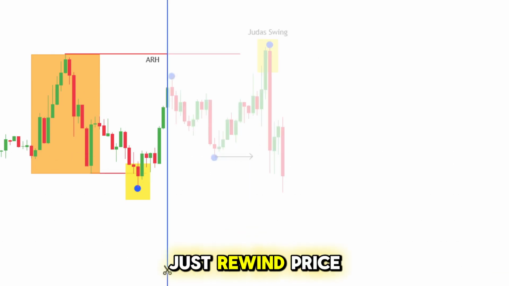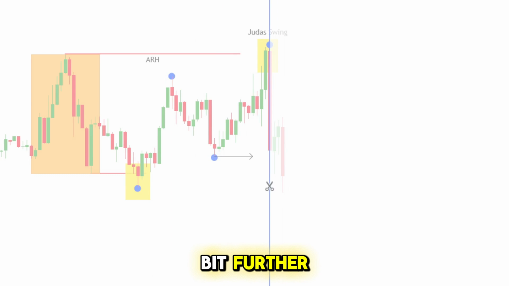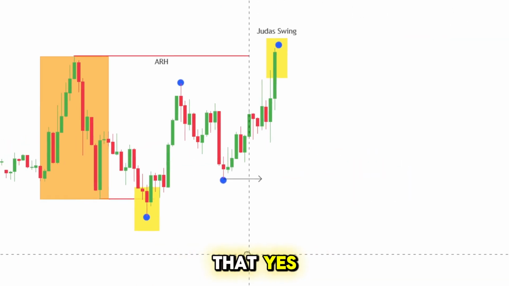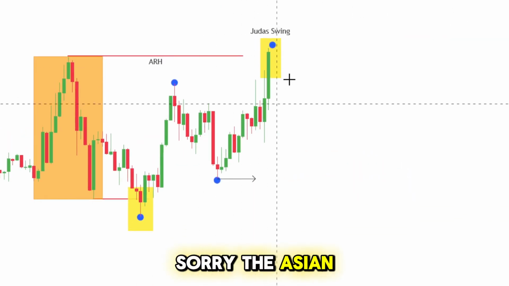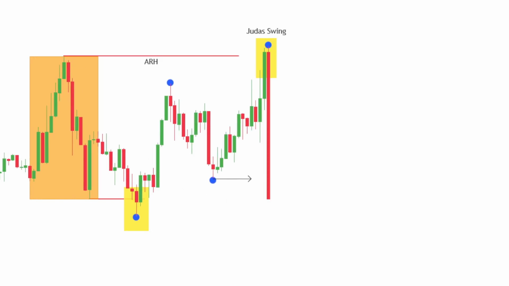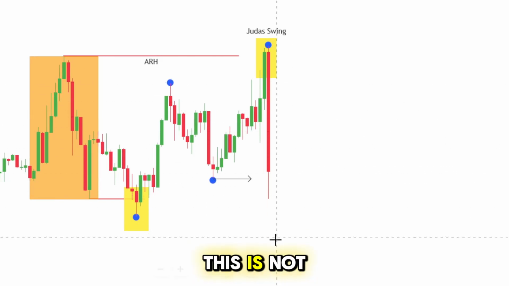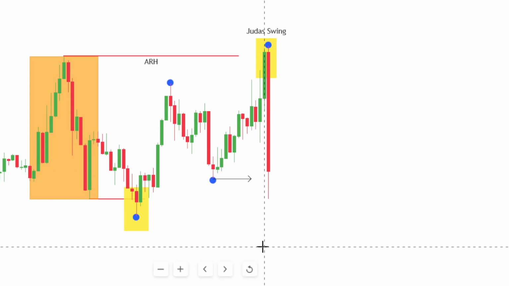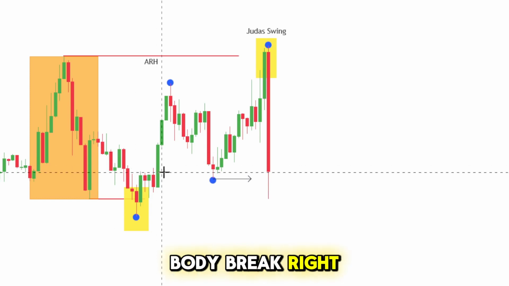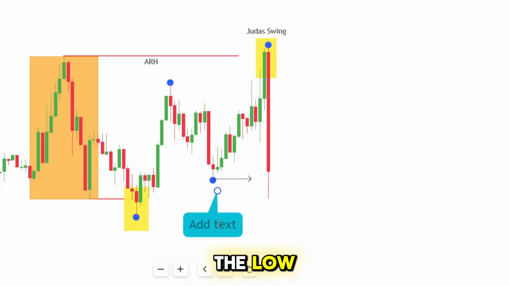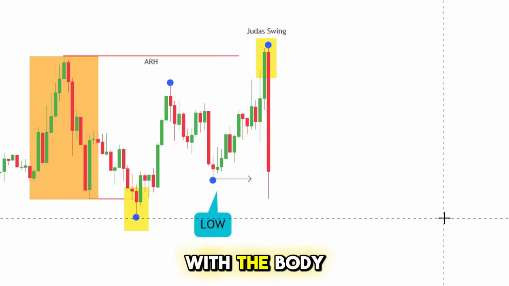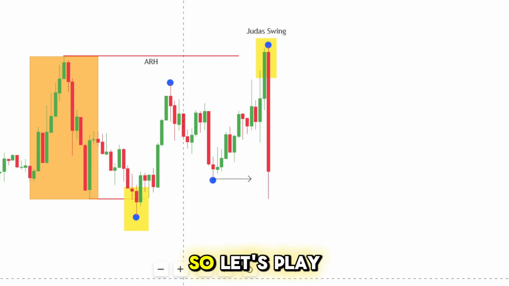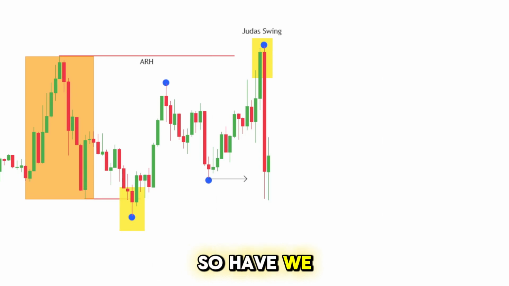So if we just rewind price back a little bit further, we can understand that, yes, we swept the Asian range high. And we need to understand that this is not a break of structure. The reason for that is because, again, the bodies tell us the story, not the wicks. The bodies tell us the story. Okay, so we want to see a body break, right? This is the previous low over here. So this is the low, and we want to see price break with a body. That's the most important thing to understand. So let's play price on bar by bar, right? Have we seen a break with the body?